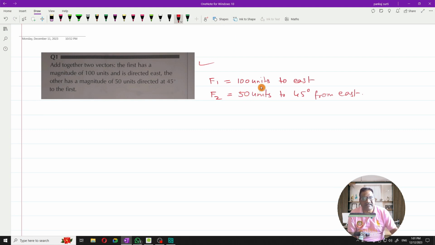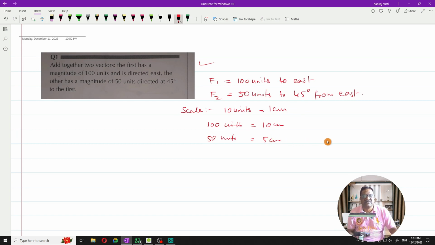First of all, you'll have to take a scale. So the scale that can be chosen will be, say, 10 units equal to, let me take, 1 centimeter, right? 10 units will be 1 centimeter. So according to that, 100 units will be 10 centimeters, and 50 units will be how much? 5 centimeters, isn't it? Right?